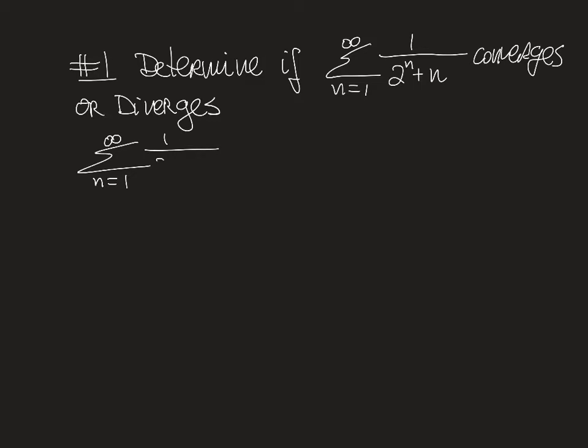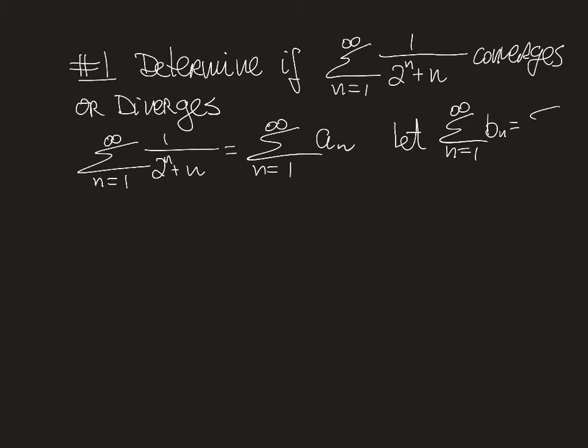So the series 1 over 2 to the n plus n is our a sub n. That is, we don't know if it converges or not. By looking at this series, we see that if we just take part of the a sub n series, for example, n equals 1 to infinity, 1 over n to be our b sub n, we at least know that this series diverges.